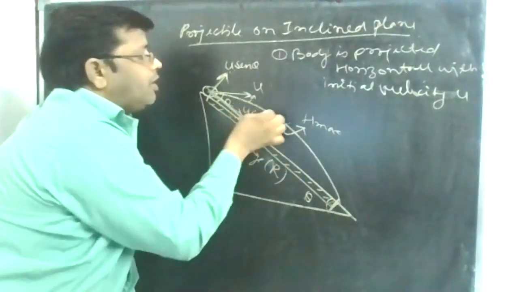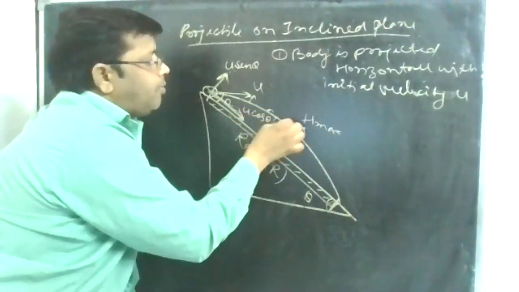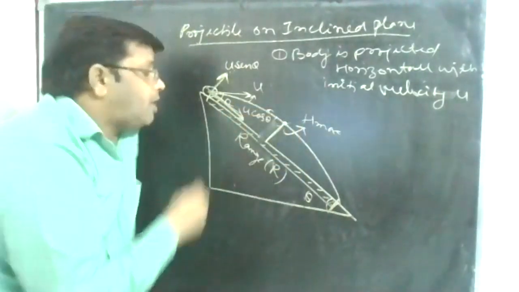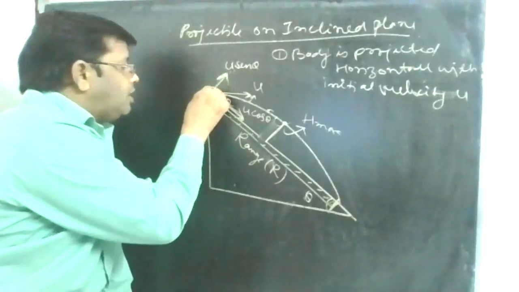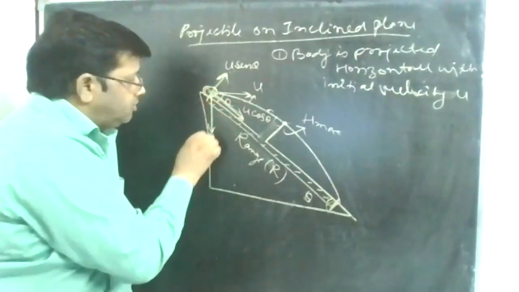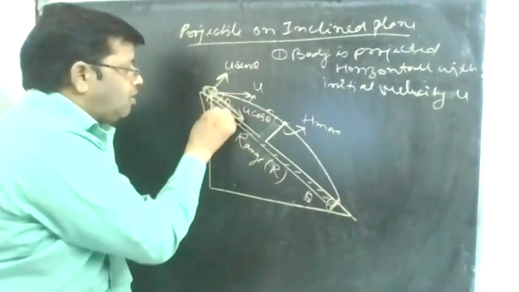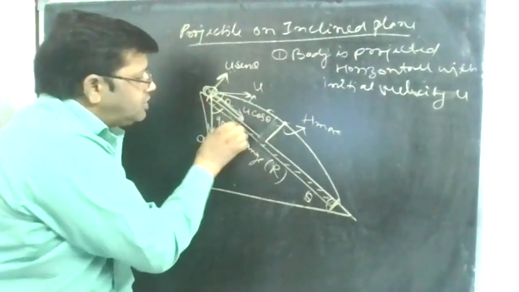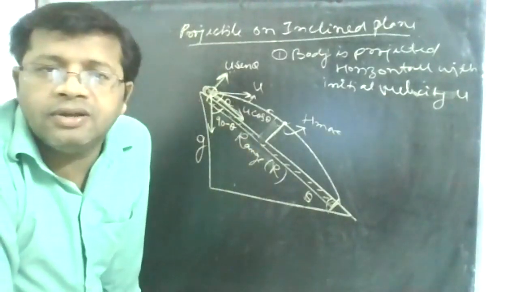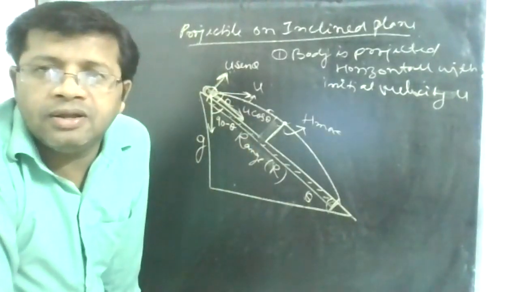As the projectile moves like this, the vertical component decreases and at maximum height it becomes 0. Now here gravity acts on the body in vertically downward direction, g, but this angle will be 90 minus theta. This is clear to you or not? Yes, sir. Clear.